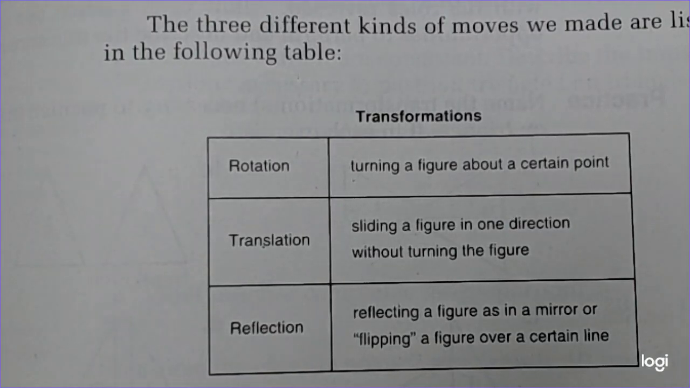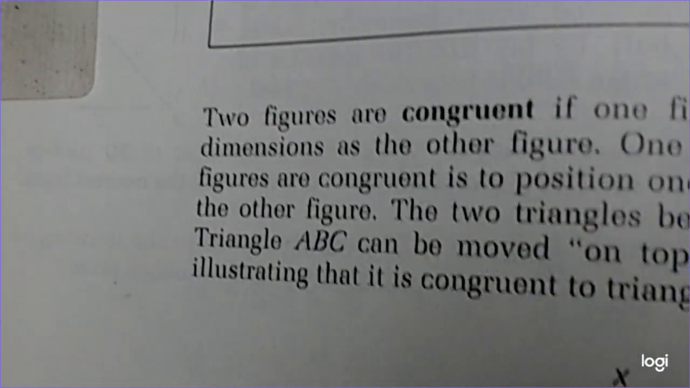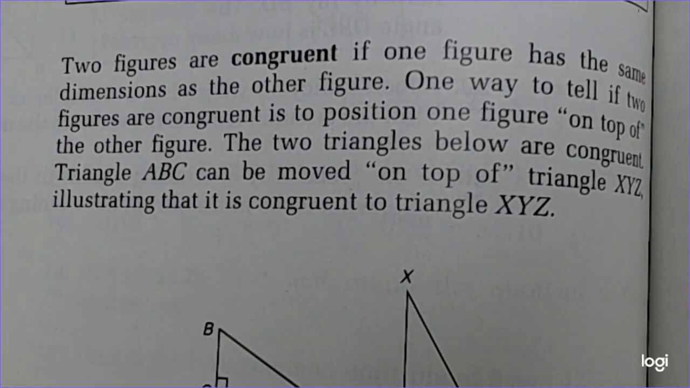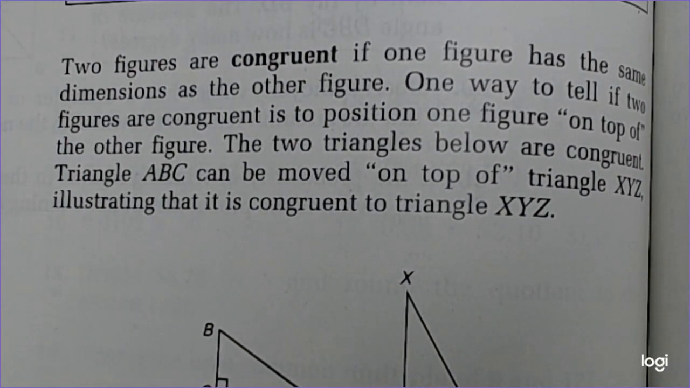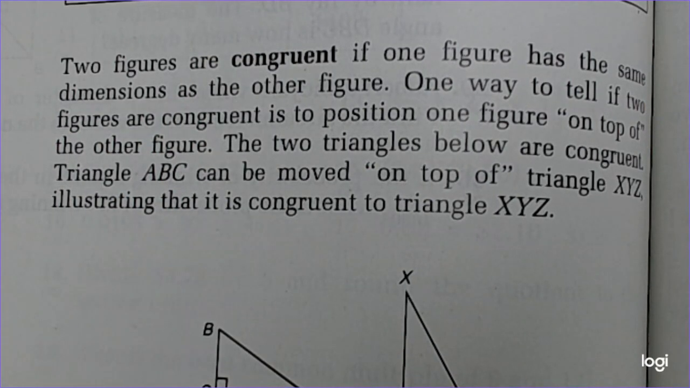But let's talk about why we would need to use transformations. The reason we need to use transformations is that this is one way we can tell if two figures are congruent. Congruent means that two shapes have the exact same size and shape. We would know two things are congruent if one figure can be placed directly on top of the other, and the vertices and the sides all line up perfectly. If you can place them directly on top of each other and they match up perfectly, they are congruent.